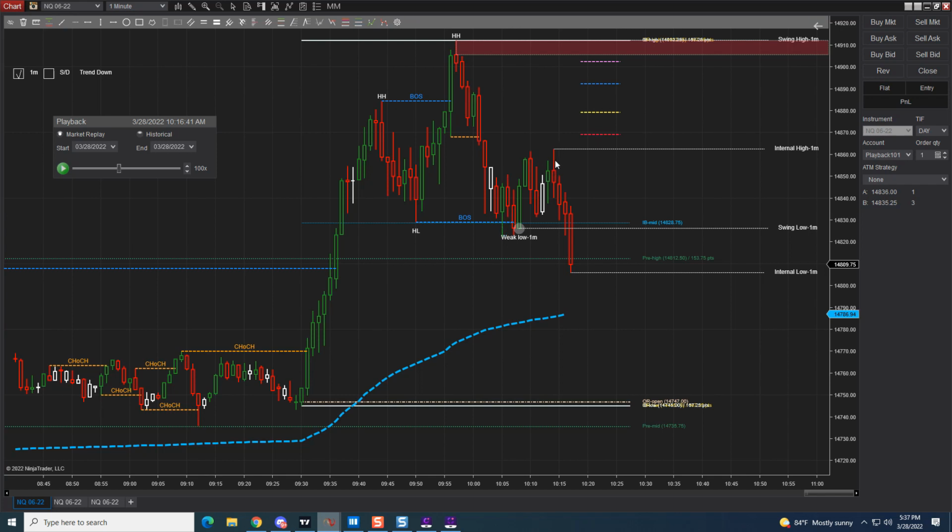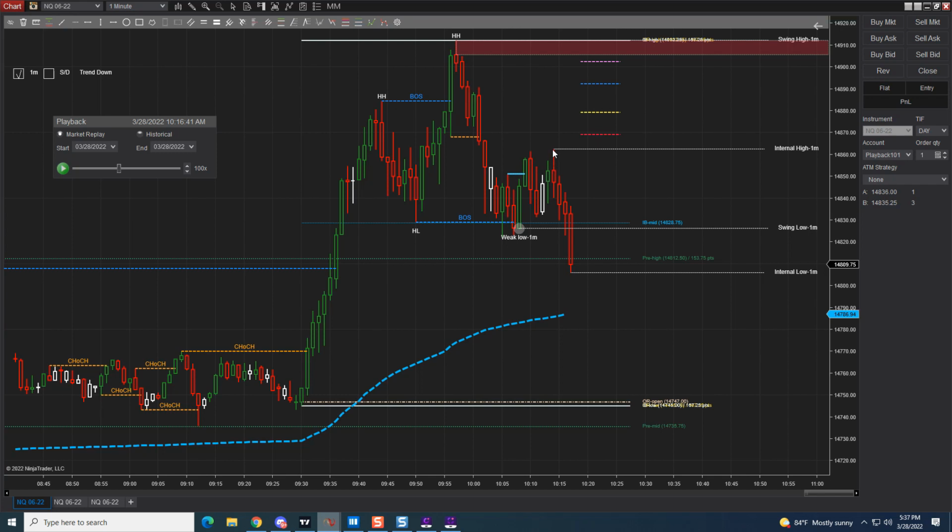Now I'm starting to retrace a little bit here. Now you can see that I'm getting little micro breaks, right? So we don't want to ignore these breaks just because they don't go far enough to register a change of character or a break of structure. We can identify, oh, okay, well we've broken this little pivot here. So now as we come back down, now we're going up again.